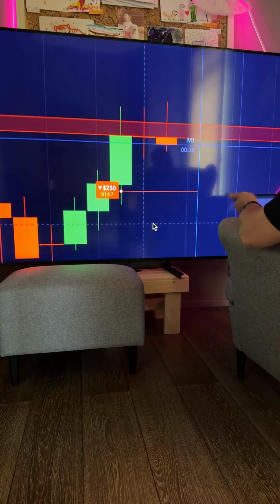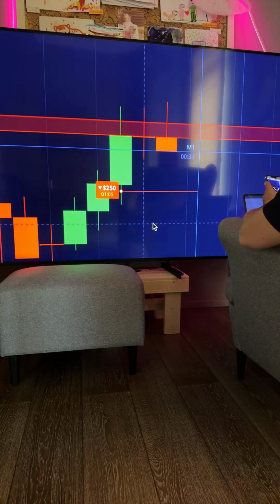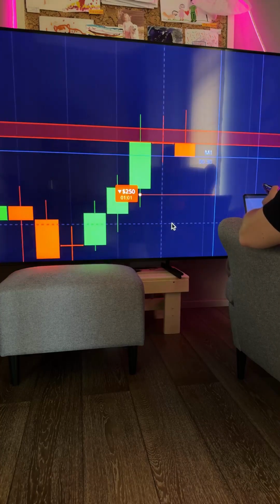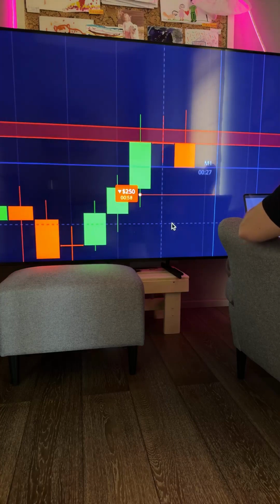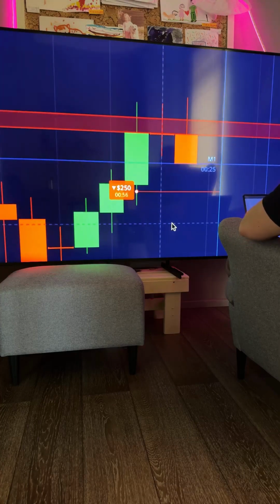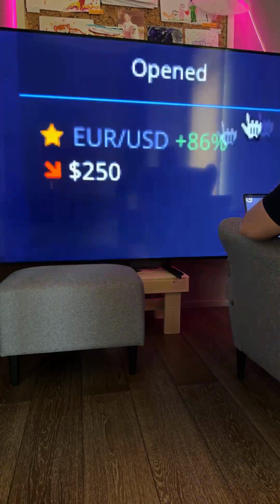And before entering, we check the currency pair. Uncle Dima, hello. We identified the entry point and we entered. Let's wait. I have 1 minute left. I'm expecting a downward movement. $250, 3 minutes. The currency pair EUR USD is going down.